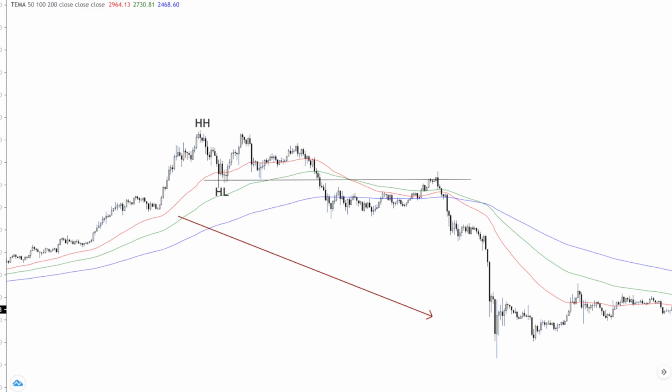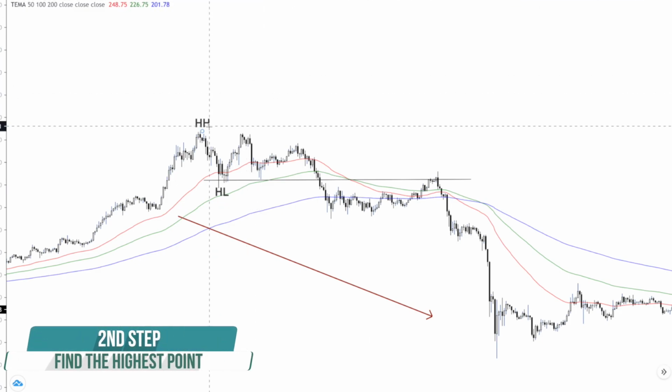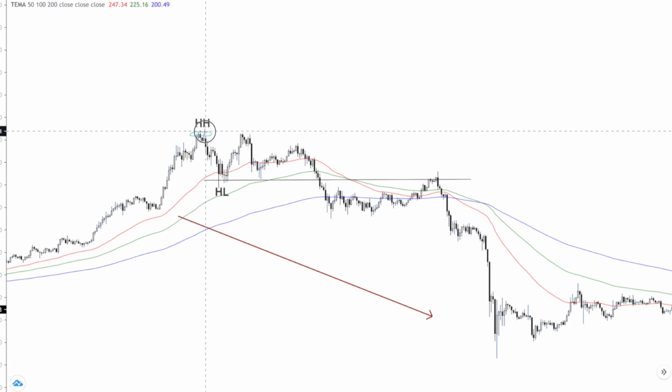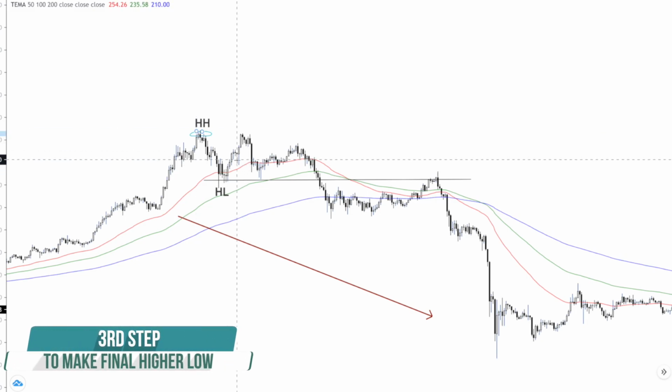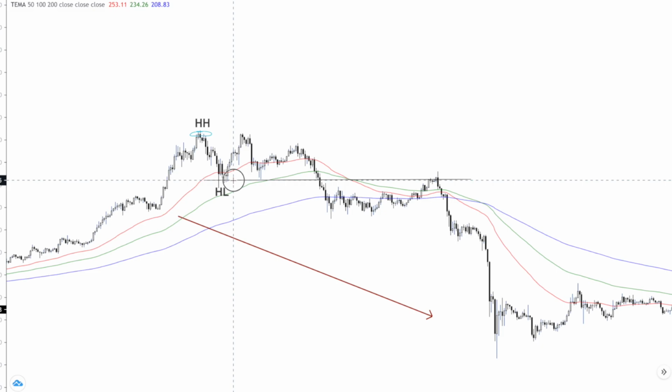Now, as this is a downtrend, we will have to draw lower lows and lower highs. Now, as we are drawing lower lows and lower highs, the second step will be to find the highest point or the final higher high, which in our case will be this one. Now, the third step is to make the final higher low, which will be this one. So this will be our final higher high and this will be the final higher low.